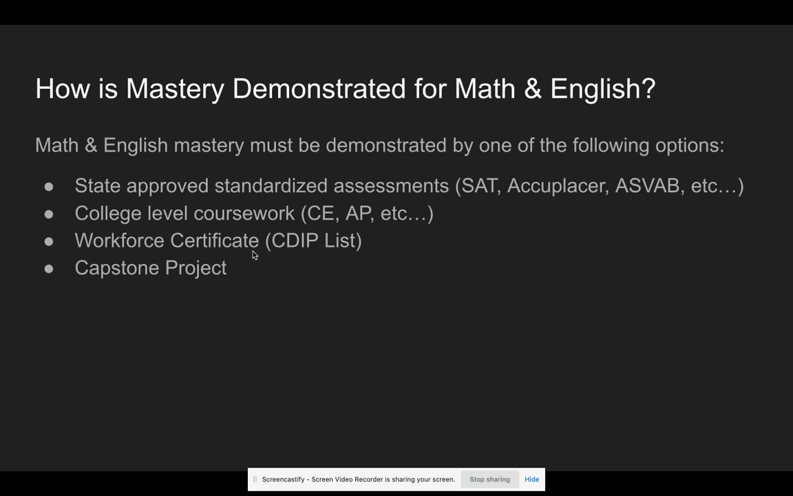The Career Development Incentive Program, or CDIP, is the list that our district has chosen to look at. That's something available through CDE, and basically, let's say we have a kid who gets a Network Plus certification or a welding certification. Both of those can be counted towards mastery for math and English, and we also get reimbursed as a side note. So those are pretty cool. And then as well, a capstone project is an option to demonstrate mastery for math and English.